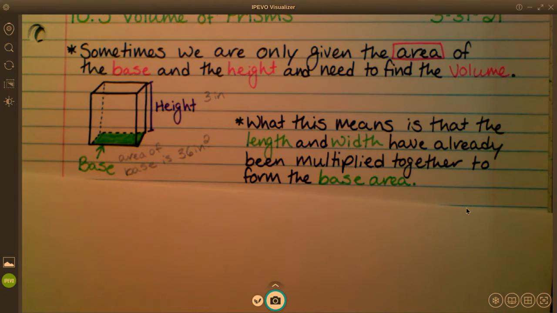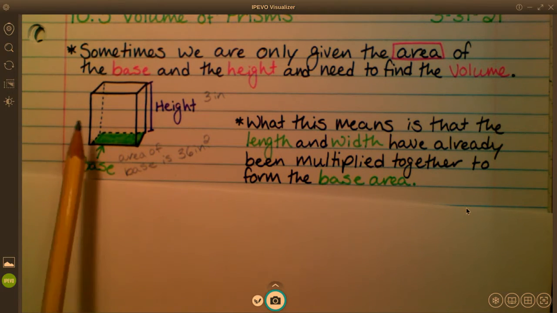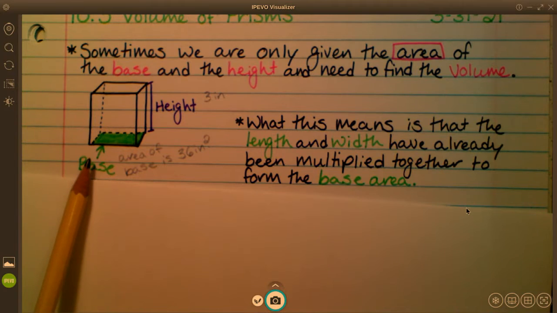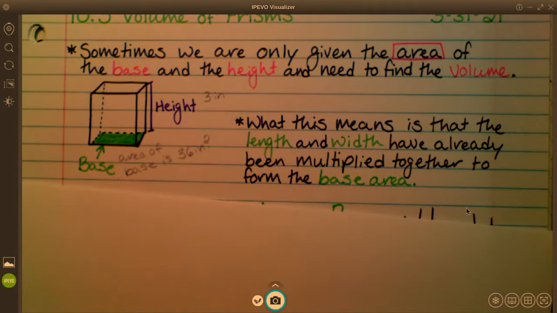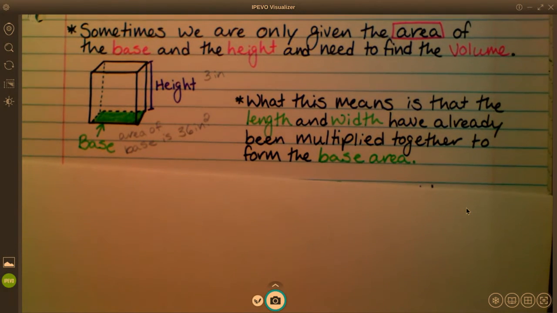So what we're practicing today, 5th grade, is going back and forth. Sometimes having prisms where we're given the base, the area of the base and the height, and sometimes being given prisms where we have the 3 dimensions like usual, length, width, and height. So we have another formula we're going to write down for this, and it's exactly as I said.